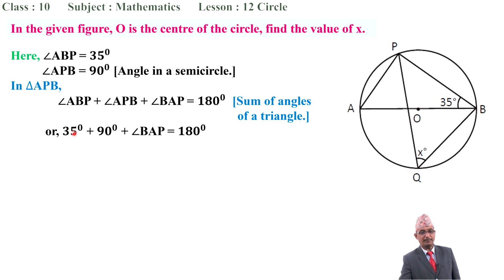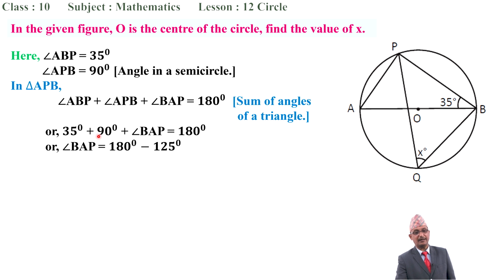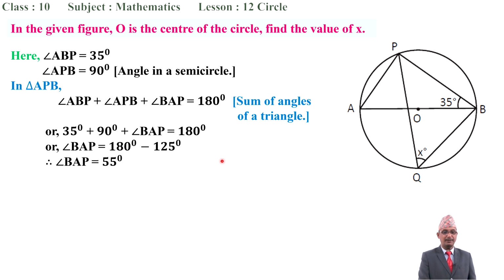ABP we have 35 degrees, that's why we have written 35, APB 90 degrees, BAP, all equal to 180 degrees. You know that 35 plus 90 becomes 125, and when it goes to the right hand side, it becomes minus. So, we can write angle BAP equals 180 degrees minus 125 degrees. 180 minus 125 is 55 degrees.